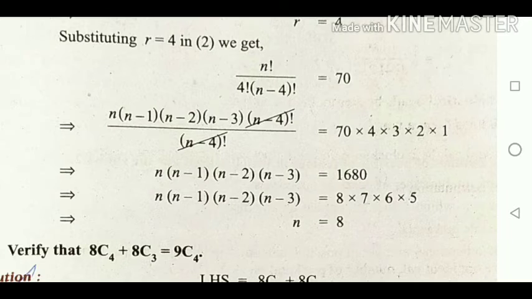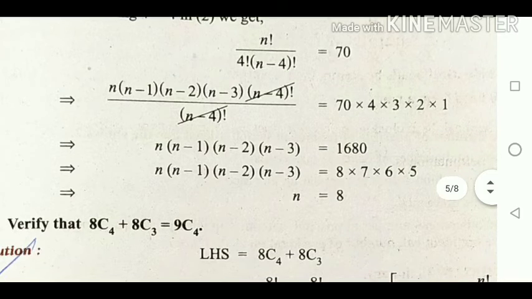Therefore, after factorizing we are getting 8 into 7 into 6 into 5, so the value of n equal to 8. That is, n equal to 8 means n minus 1 equal to 7, n minus 2 equal to 6, n minus 3 equal to 5. Therefore the value of n equals 8.